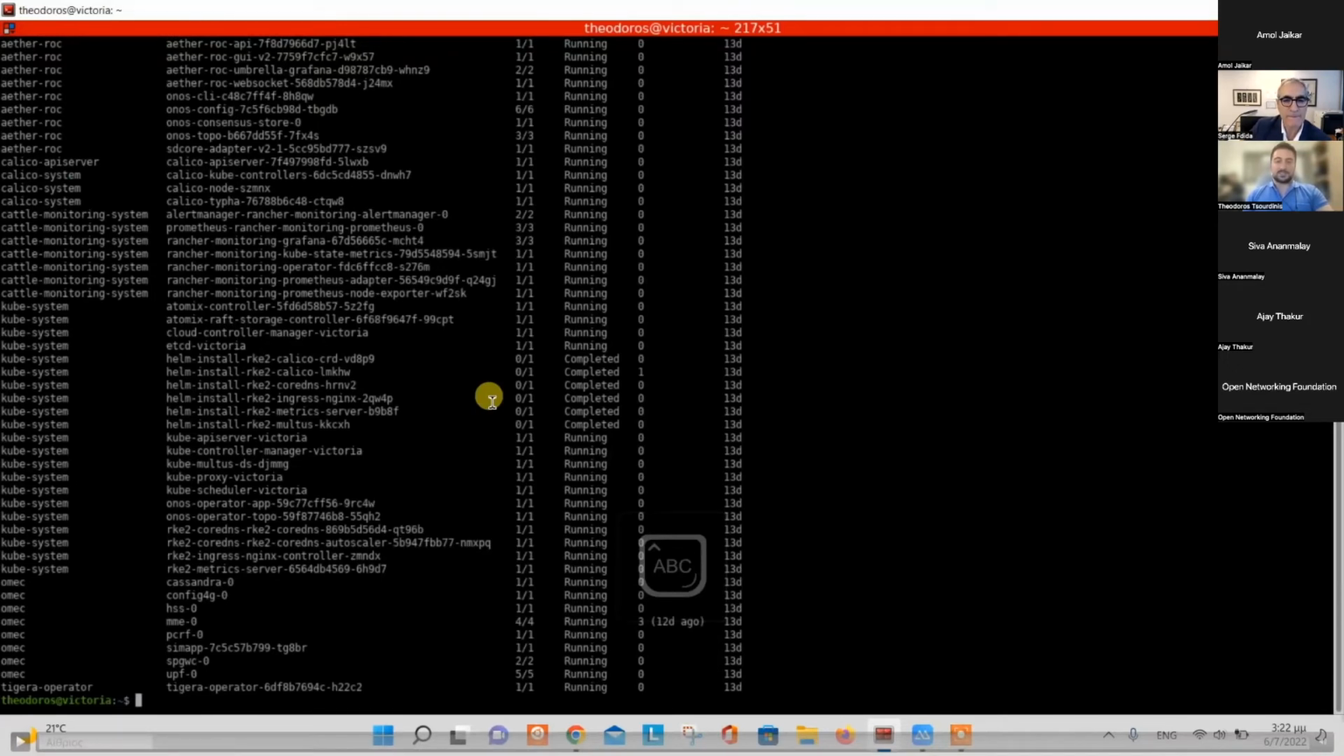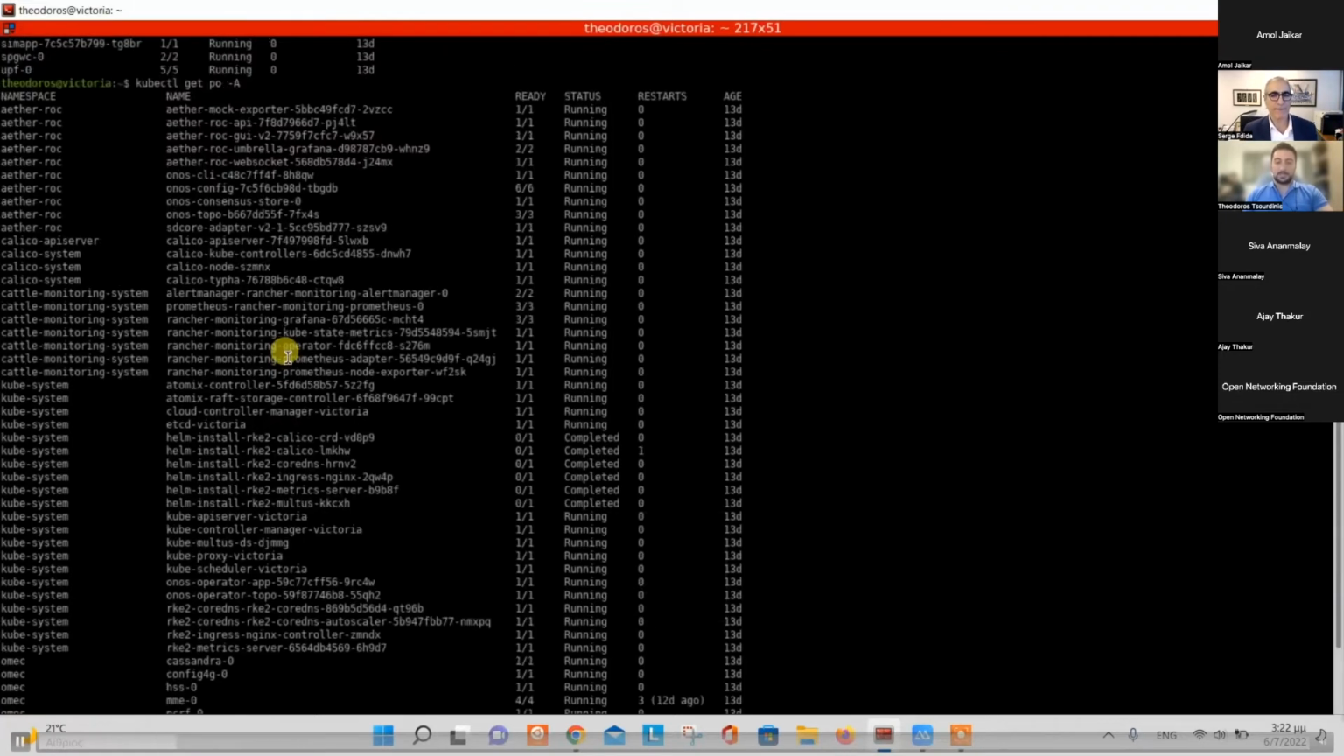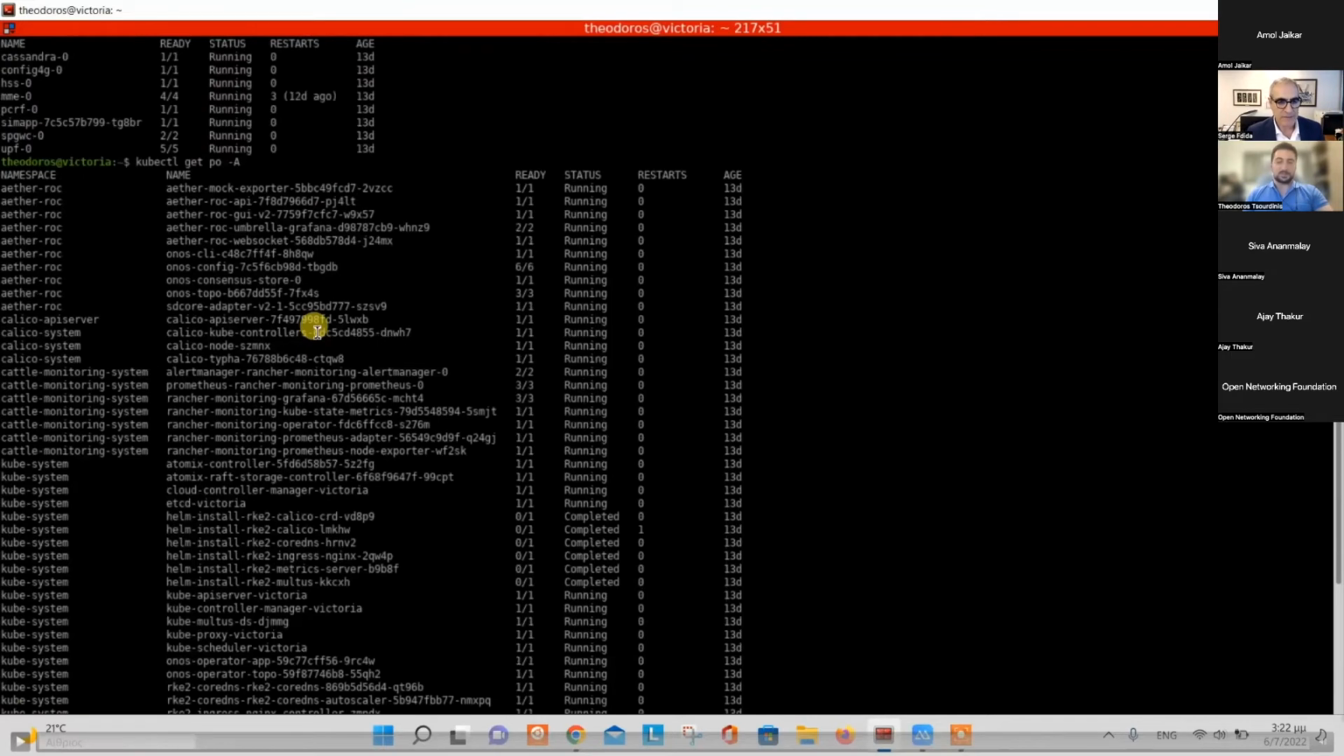We also see some pods for the SDN controller, which is the ONOS controller, which is responsible for the user plane and quality of services. And finally, we see some pods that are responsible for the user interface, such as the ROC graphical user interface, and for monitoring, such as Prometheus and Grafana.